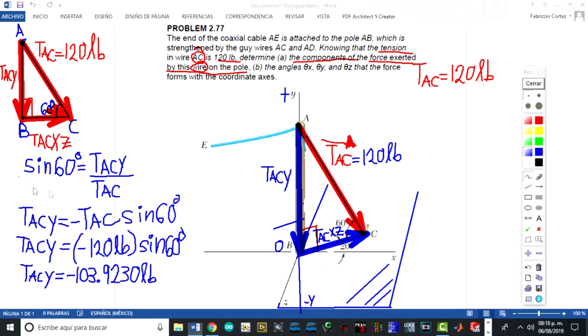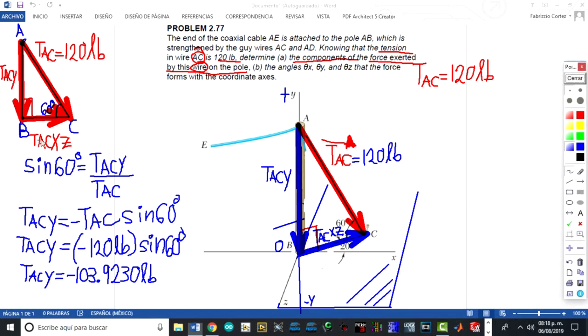So we apply sine of 60 degrees to this right triangle. We can apply also cosine in this triangle. So what happens when we apply cosine? We're going to determine the value of this variable that I call TAC in the component of the force in the XZ plane. So we're going to apply cosine.